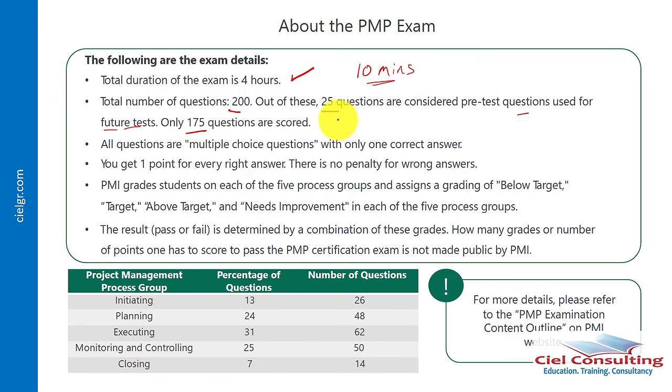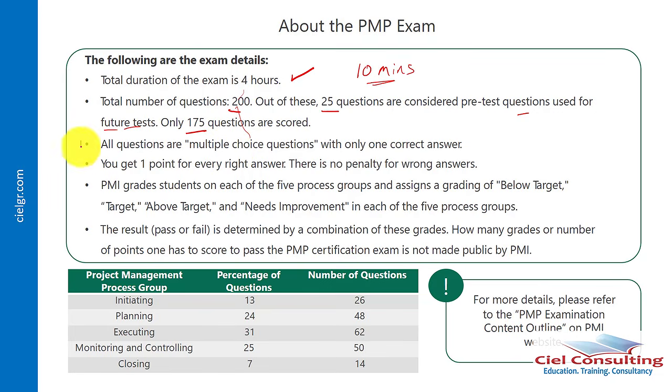But please note that the PMI does not distinguish between the pre-test questions and the questions that are scored. In other words, the whole 200 questions will be put and aligned together, and of course you are expected to answer the 200 questions. So it is just safe to answer all your 200 questions instead of looking at which ones might possibly be test questions and which ones might possibly be scored.